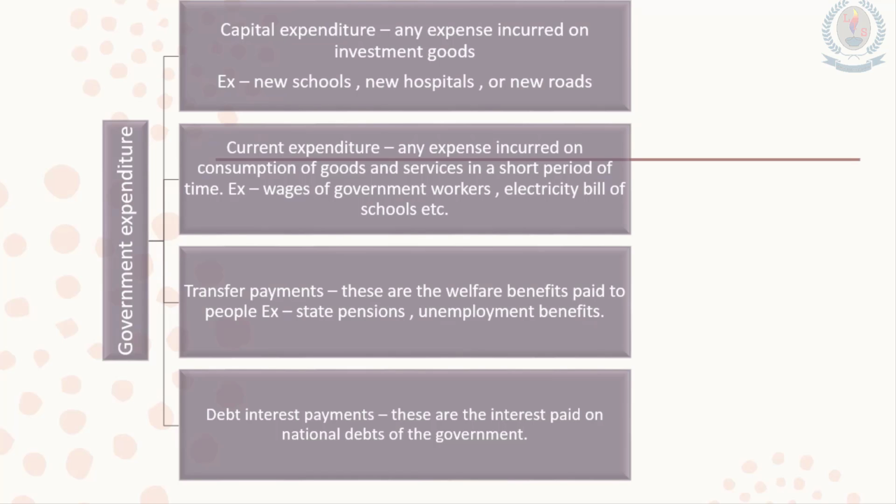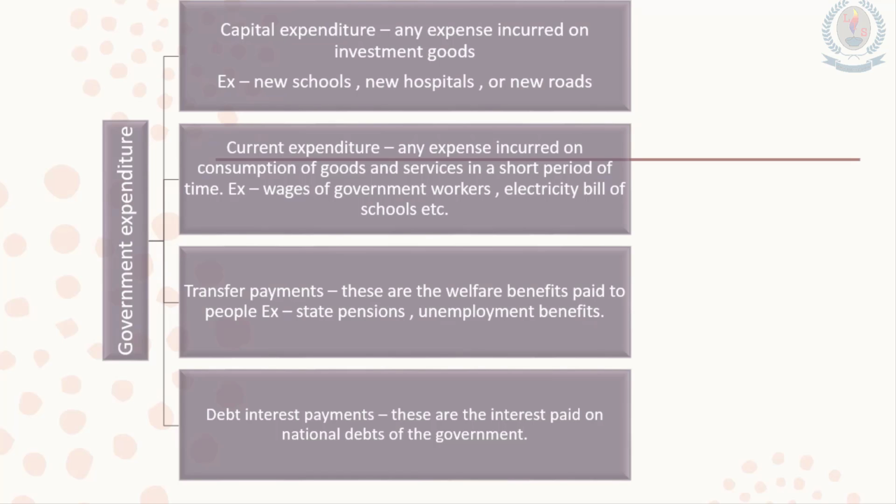If you are to talk about capital expenditure, it is any expense incurred on investment goods such as new schools and hospitals. These will be consumed within a period of more than 1 year. And when we come to current expenditure, it is any expenditure incurred on the consumption of goods and services in a short period of time. For example, the wages of government workers, the electricity bill of schools. The recurring expenditures are what we call current expenditure. These occur within a period of less than 1 year.